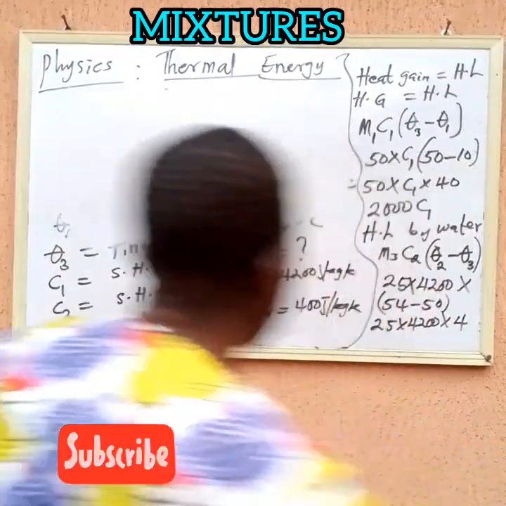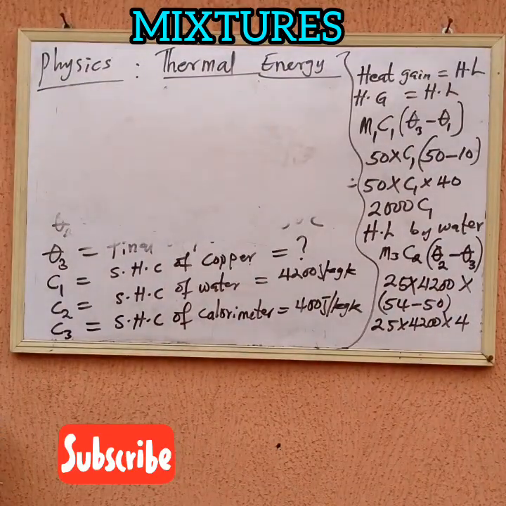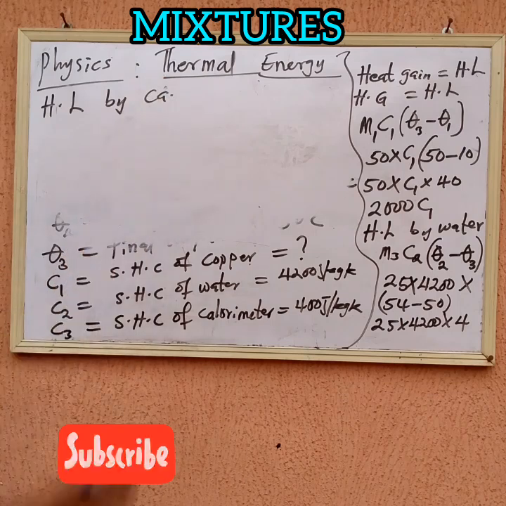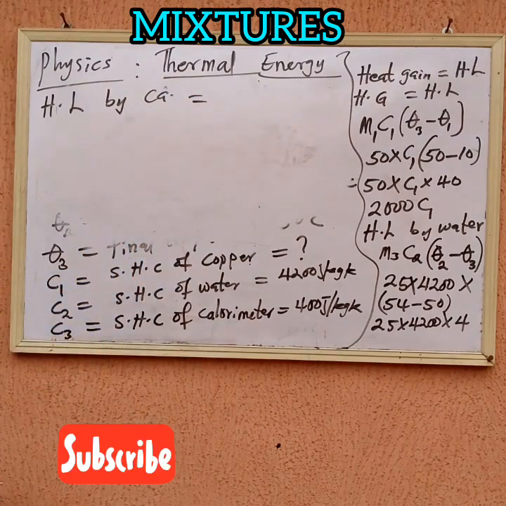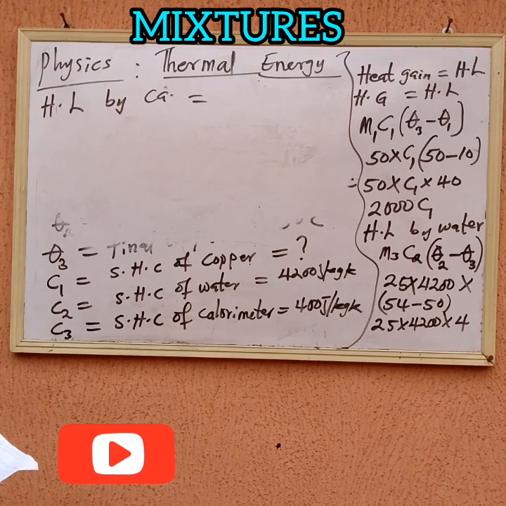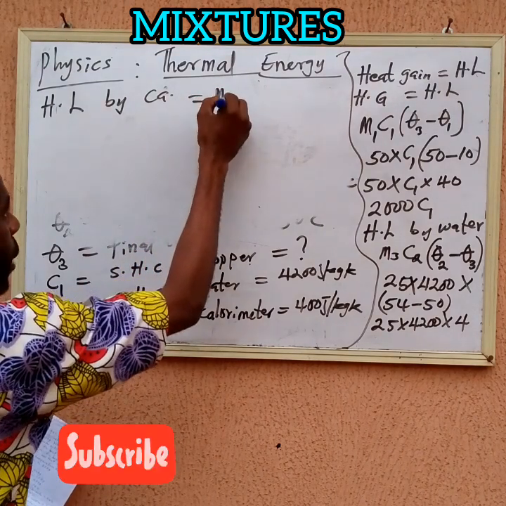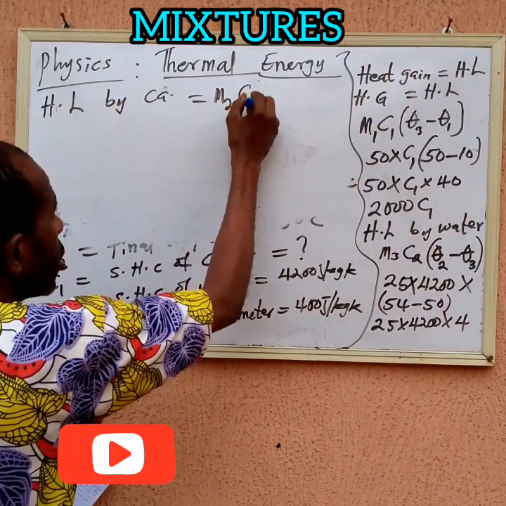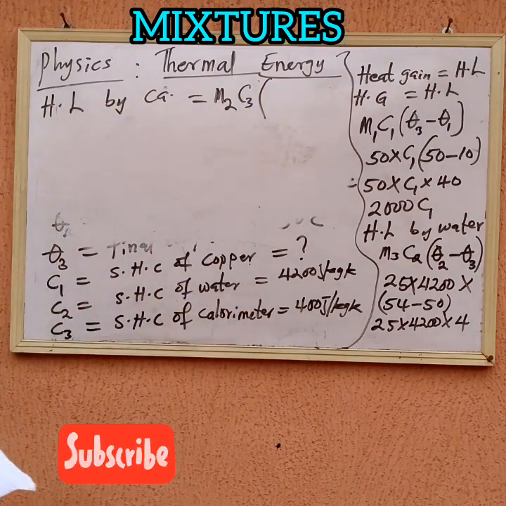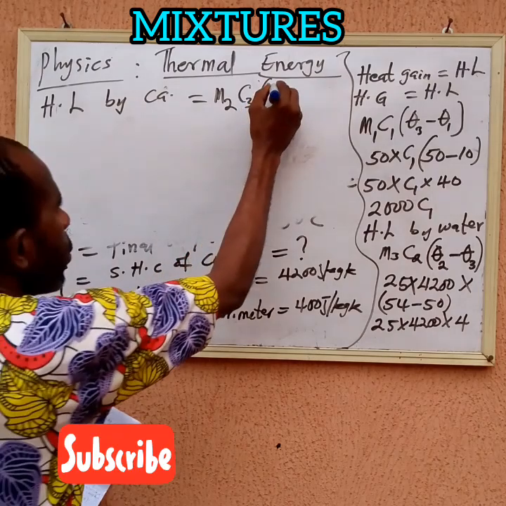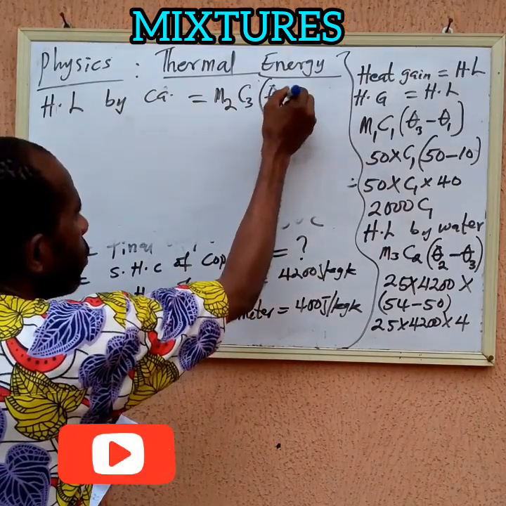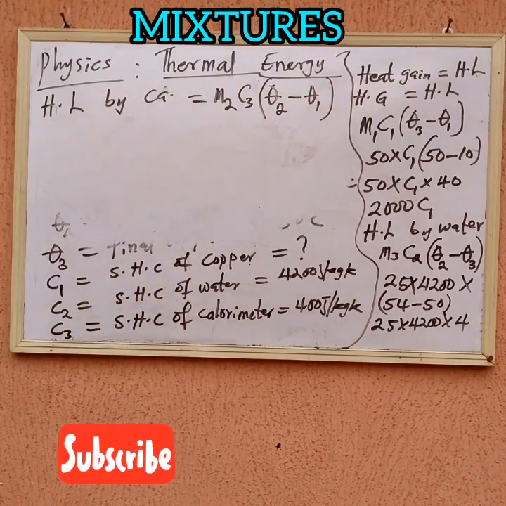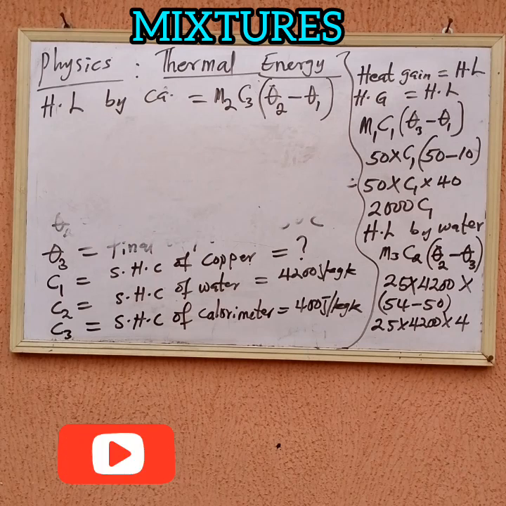The next body that lost heat is the calorimeter. So we're going to look at the heat loss by the calorimeter. It is equal to the mass of the calorimeter, which is M2, multiplied by the specific heat capacity of the calorimeter, which is C3. Then the temperature falling will be theta 2 minus theta 1. So that is what we are going to have there, the heat loss by the calorimeter.